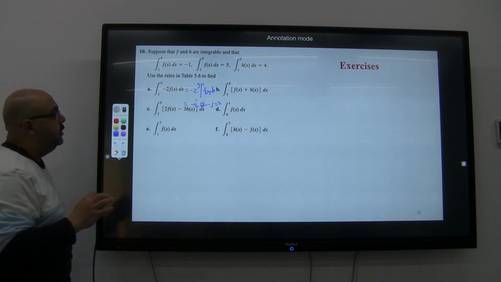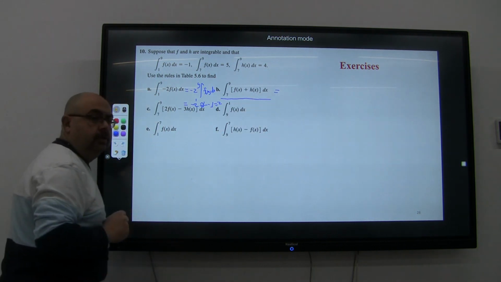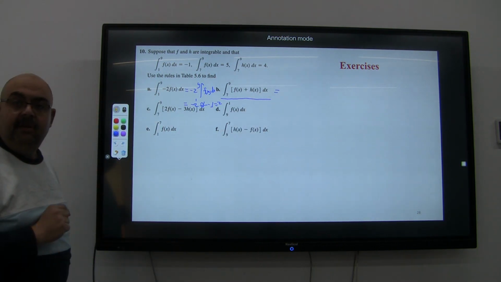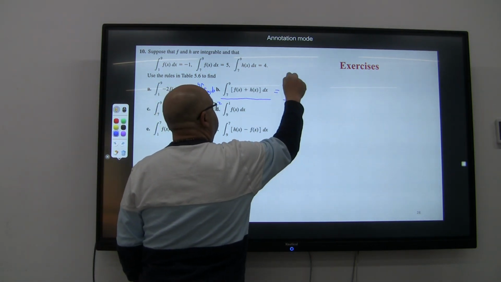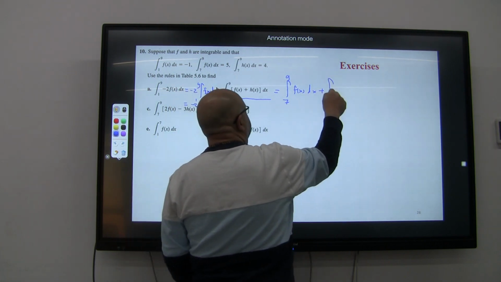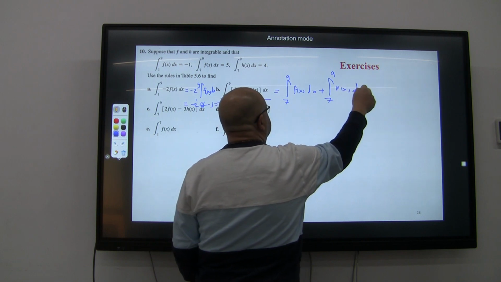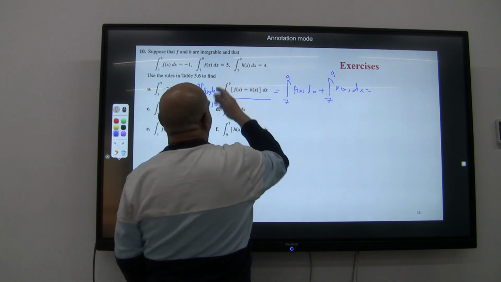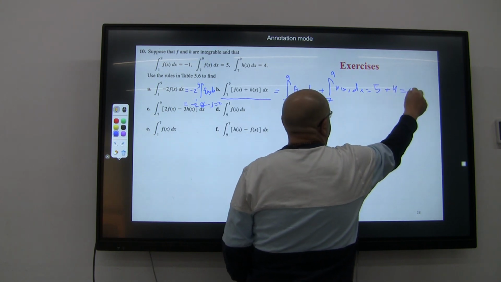In a similar manner, he wants you to evaluate this function. How to evaluate? It's going to be the integration from 7 to 9 of f of x dx, plus the integration from 7 to 9 of h of x dx, which is simply going to come up to, I believe, 5 plus 4 equals 9.